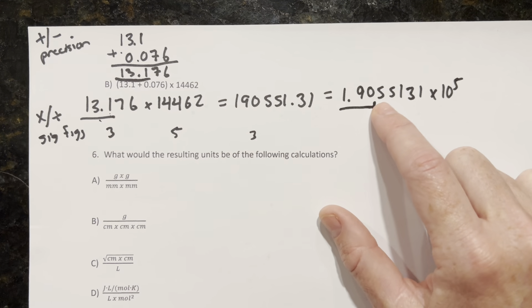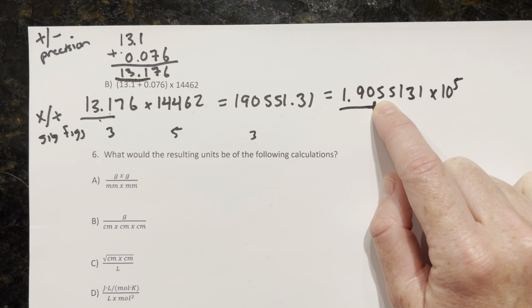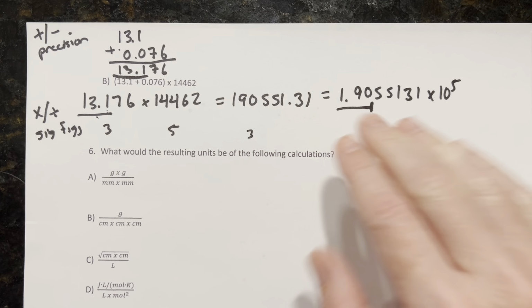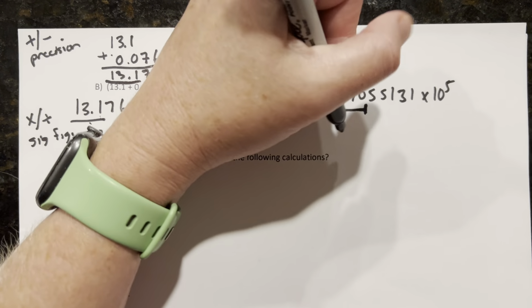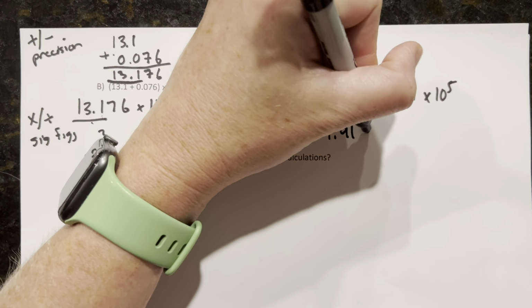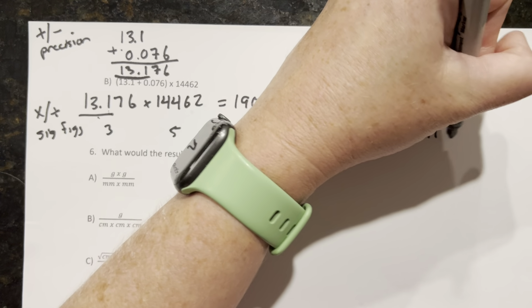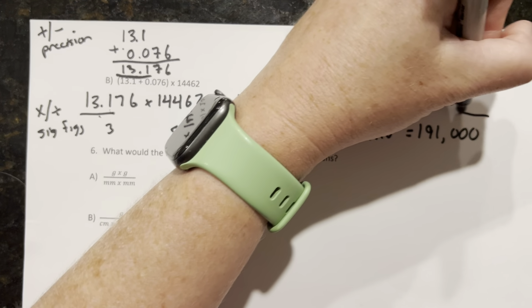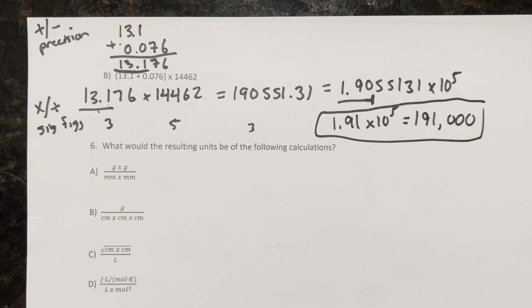I skip the numbers 5 or greater. If this had been exactly 5, we would have done our even odd, but it's not exactly 5. It's 5, 5, 1, 3, 1. So it's bigger than a 5. And so our answer, since this is bigger than a 5, we're going to round up, is 1.91 times 10 to the 5th, also known as 191,000. And both of those answers would be correct.